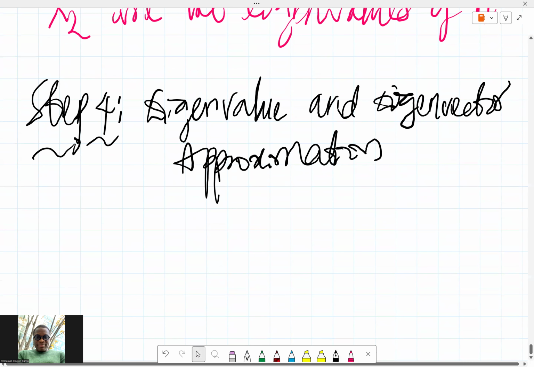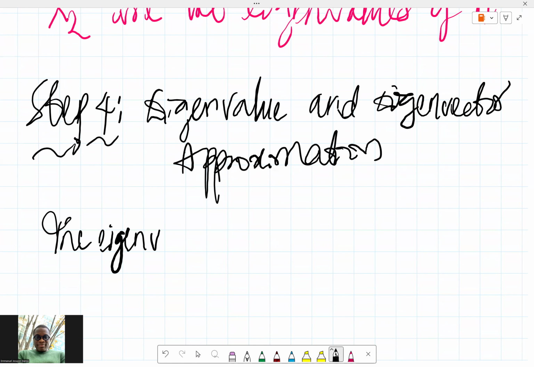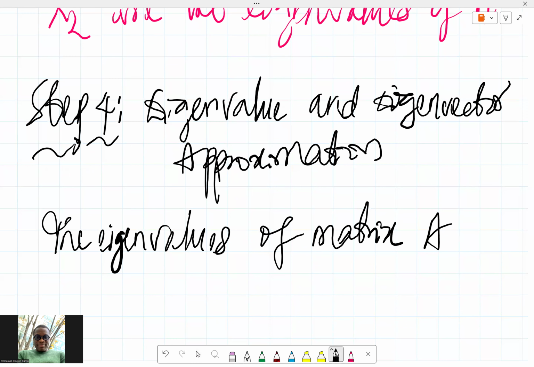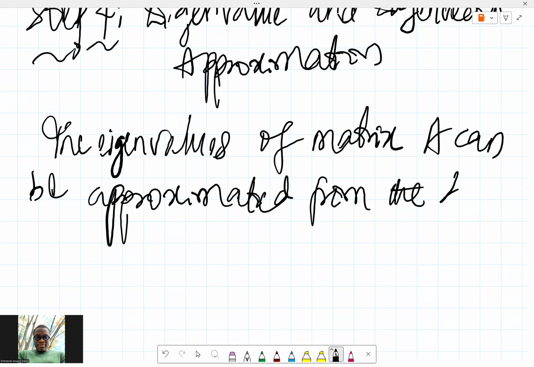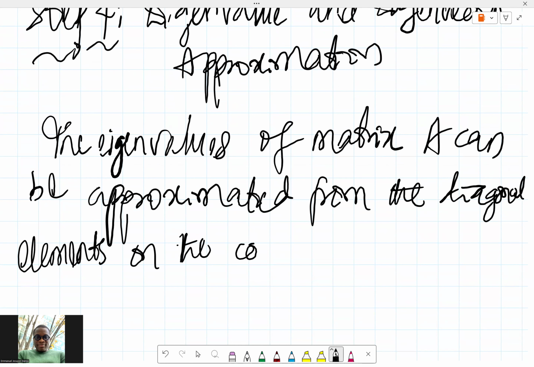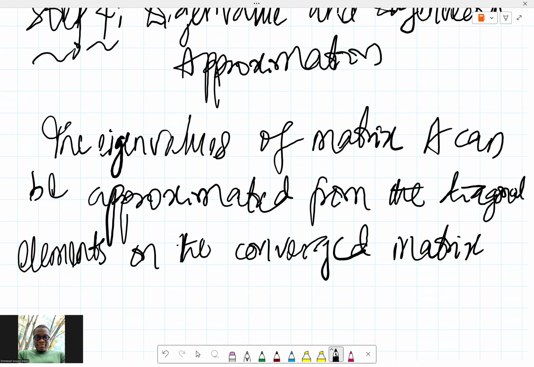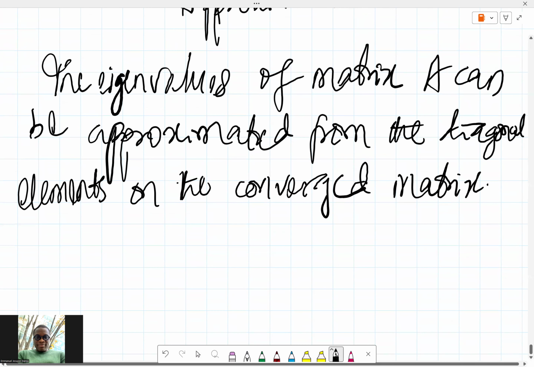So the eigenvalues of matrix A can be approximated from the diagonal elements on the converged matrix. Maybe after A1, you can go to A2 until you get to a particular place where the value actually converges.